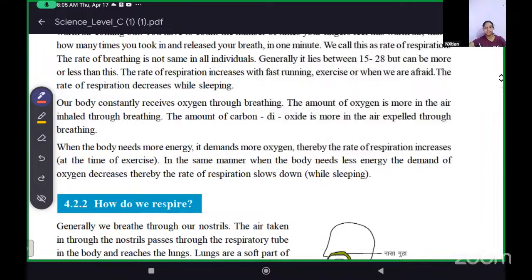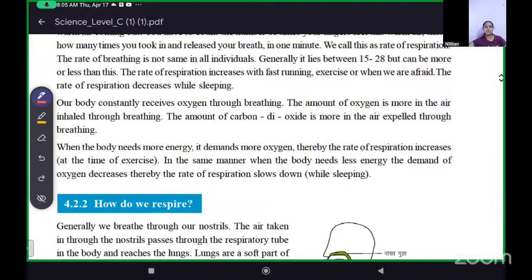Yes, Anna. You want to ask something, Anna? Yes, ma'am. They say when the body needs more energy, it demands more oxygen. So people say that when we sleep, our body needs more energy. So when we sleep, do we demand more oxygen? Because people say that's a time when we need lots of energy.